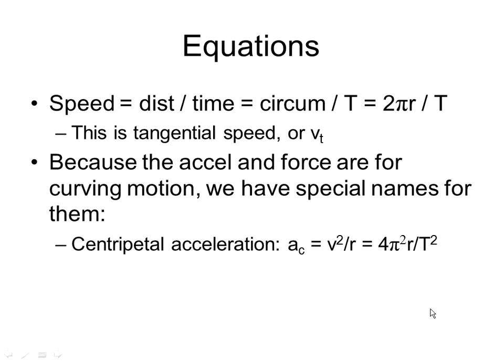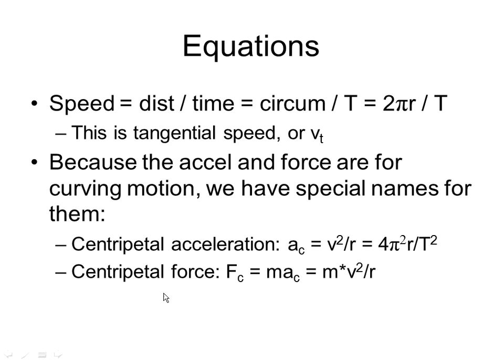And we'll see that is important later on. Centripetal force, well, force equals mass times acceleration. So centripetal force is equal to mass times centripetal acceleration, which is equal to mass times v squared over r. And if I wanted to write it out, I'd say mass times this business up here, 4 pi squared r divided by t squared.